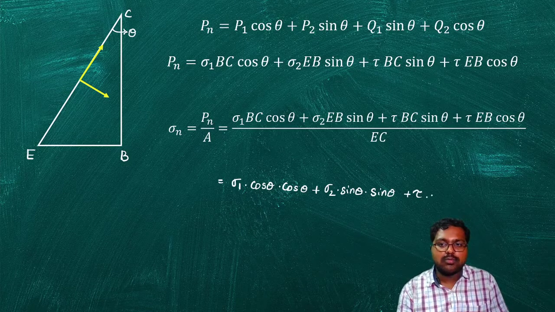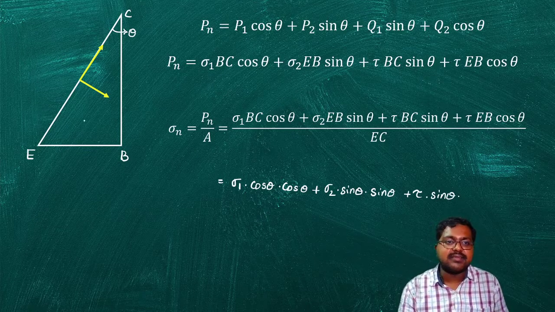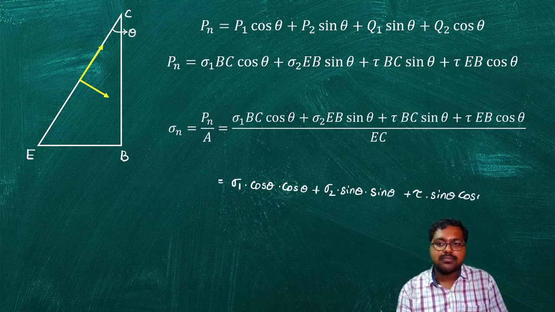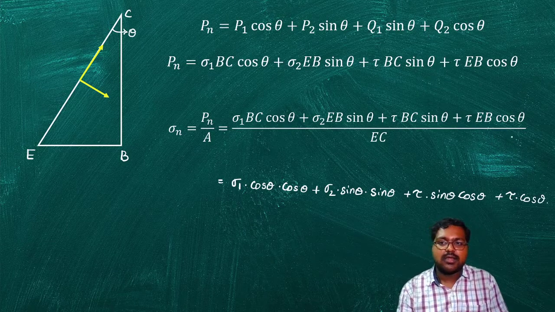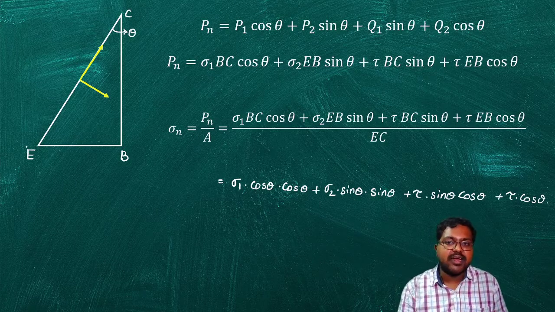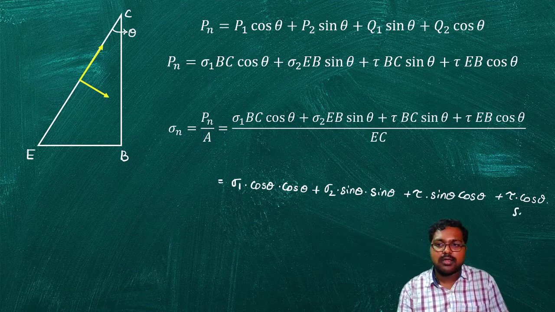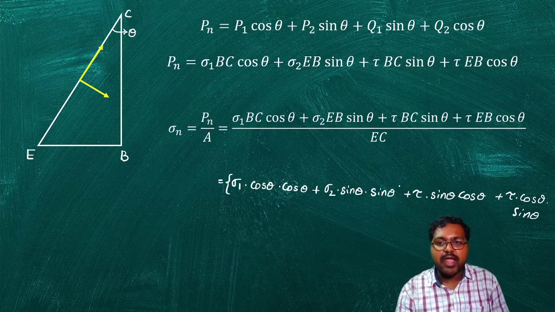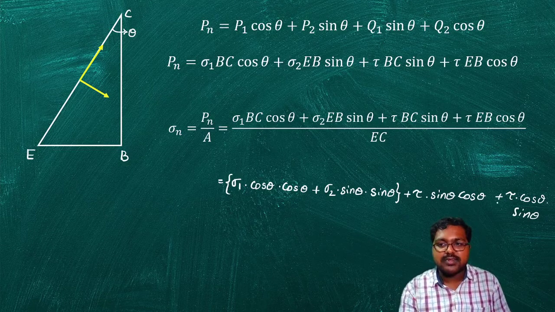plus tau into sin theta into BC by EC. BC is the opposite side, EC is the hypotenuse. So cos theta plus tau into cos theta into EB. EB is the opposite side and EC is the hypotenuse. So I got sin theta. So if we simplify it, we will get this value of sigma 1 cos square theta plus sigma 2 sin square theta from case 2 and tau into sin theta cos theta plus tau into cos theta sin theta, we will get it from case 3.